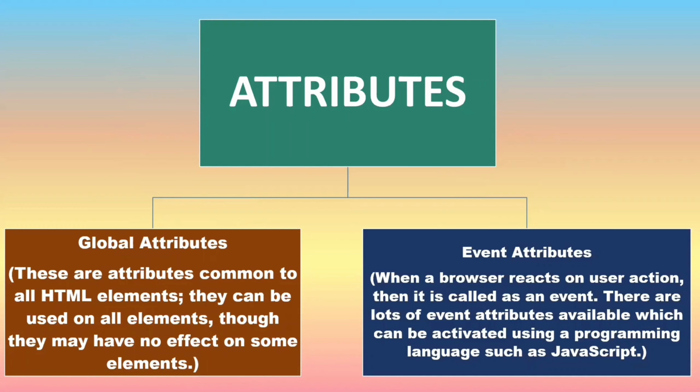Now there are lots of event attributes available which can be activated using a programming language such as JavaScript. The attributes which are associated with an event are known as event attributes. And these event attributes can be activated using a programming language such as JavaScript or PHP. So these are some basic things.